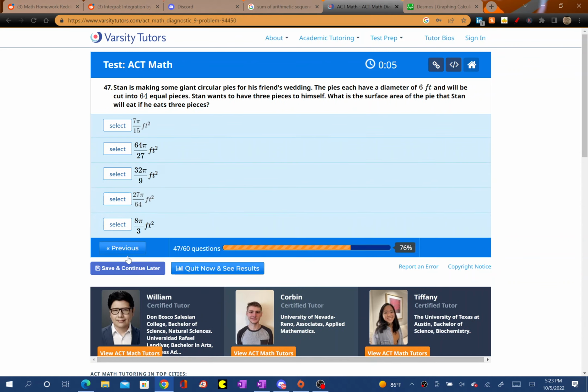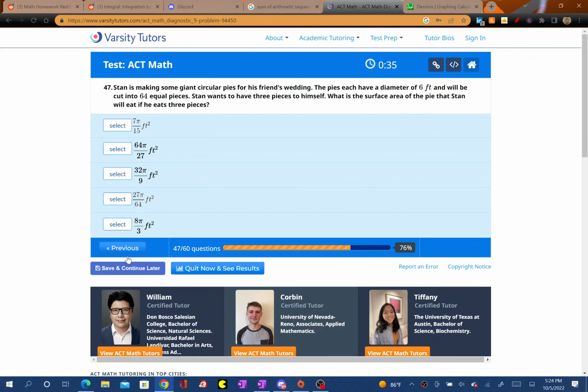Stan is making some giant circular pies for his friend's wedding. The pies each have a diameter of 6 feet and will be cut into 64 equal pieces. Stan wants to have 3 pieces to himself. What is the surface area of the pie that Stan will eat if he eats these 3 pieces? Okay. Oh god.